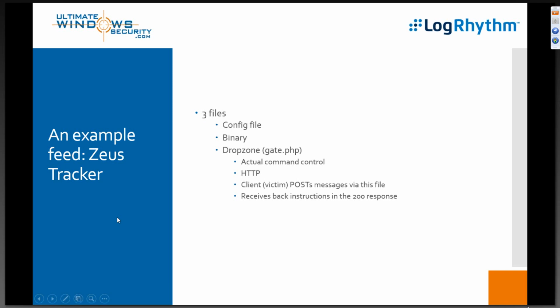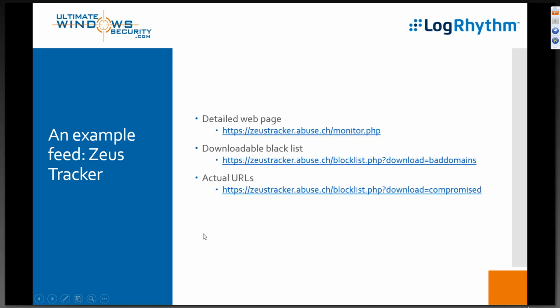So that's how Zeus Tracker works. And so what we want to do is, if we see, here's the bottom line, folks, if we see any network connections on our network targeting a config file, a Zeus config file, a Zeus binary, or the Zeus drop zone, that's what we want to know about. And that's what the Zeus Tracker feed is intended to do. Would you like to actually look at it? Let's go. In fact, I already have the page up.